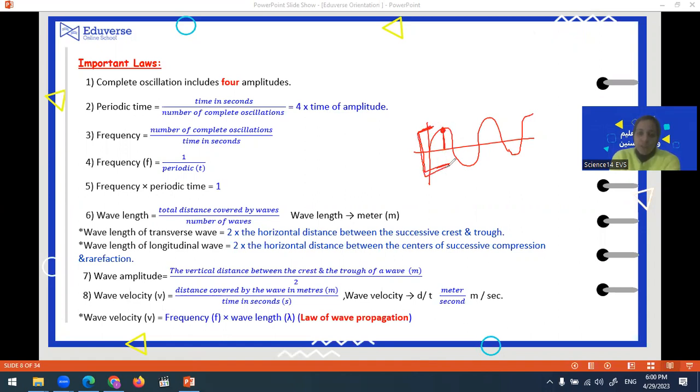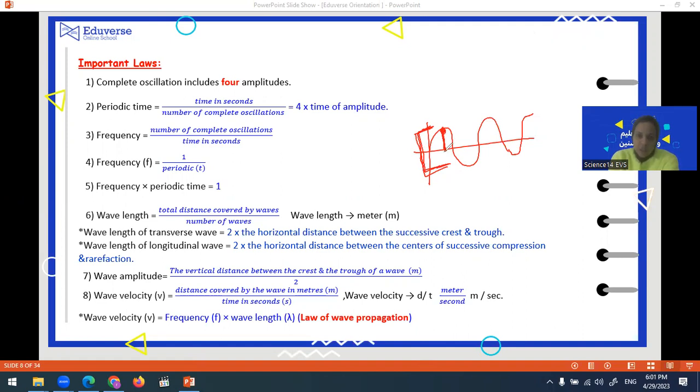If you have all of this distance, so you have the whole distance, I will divide it by 2 to find only this part, the amplitude I need. So wave amplitude equals the vertical distance between the crest and the trough of a wave, which we measure, of course, in meters, divided by 2 to find only the amplitude. We can say that here we have two amplitudes.